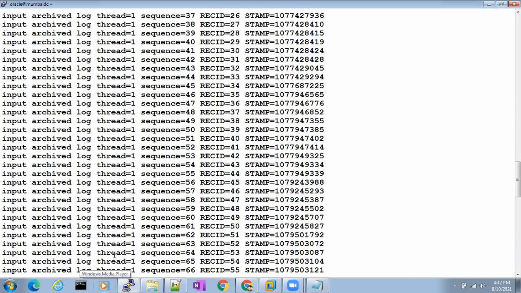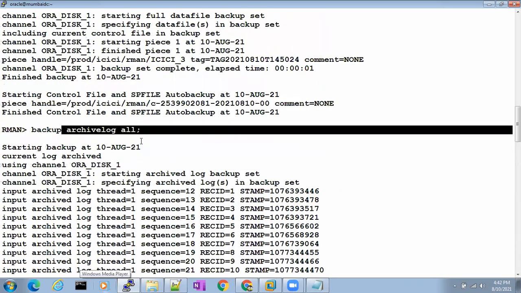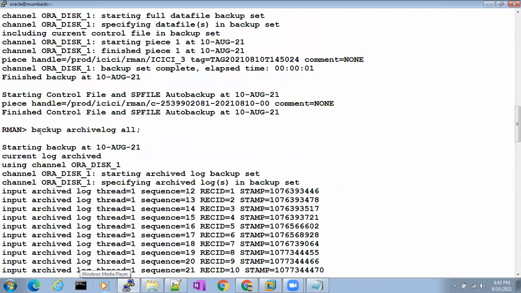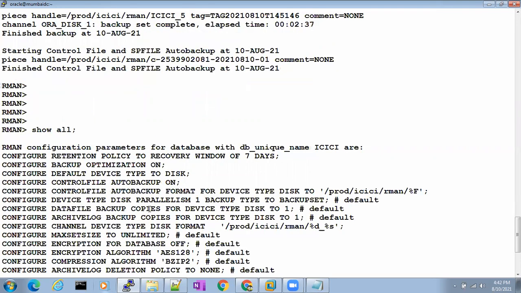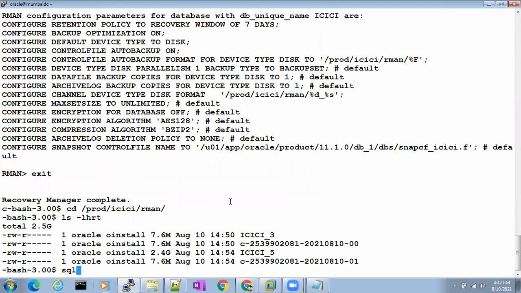Yes. Understood. I actually told Arman to take only archive log backup. After taking archive log backup, again it is taking control file backup also. Automatically it is including control file and SP file in the automatic backup. Understood? Yes, sir. Okay.